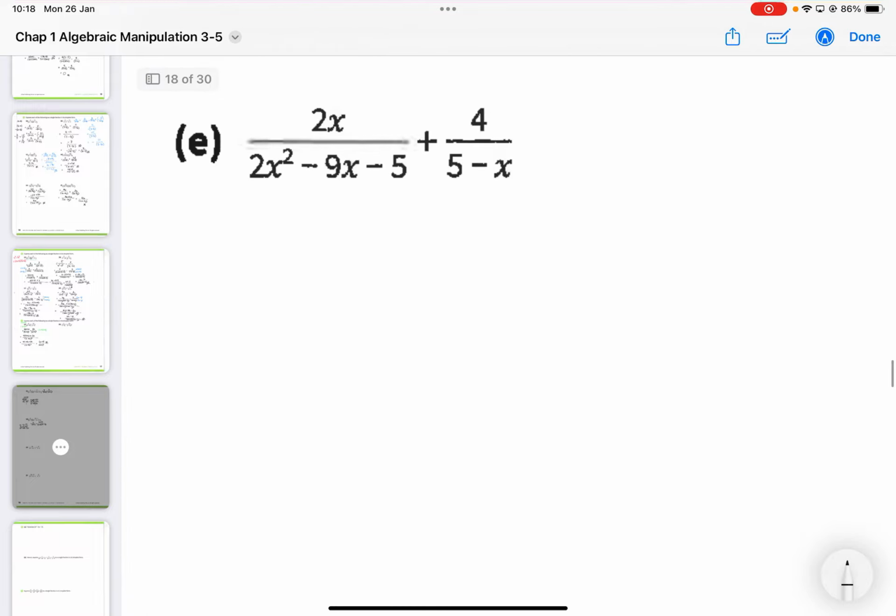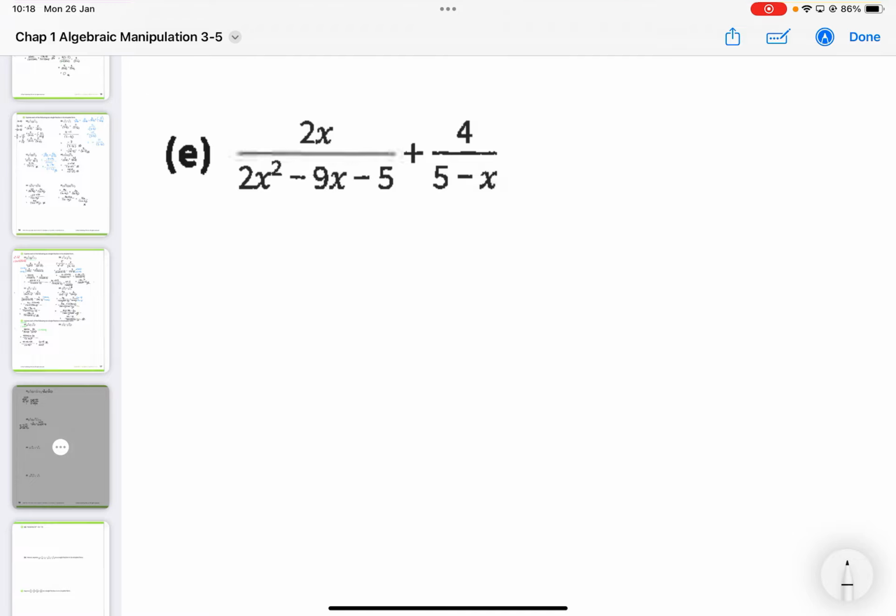Okay, part E. You all want to try factorize yourself?